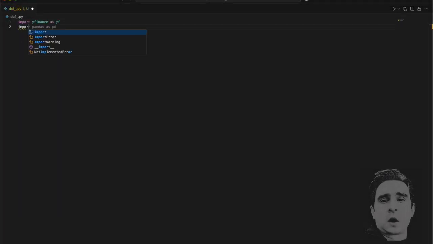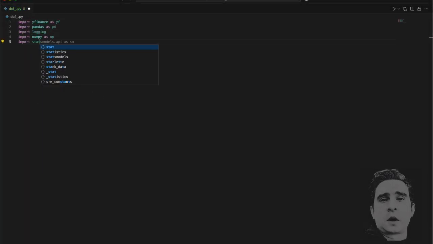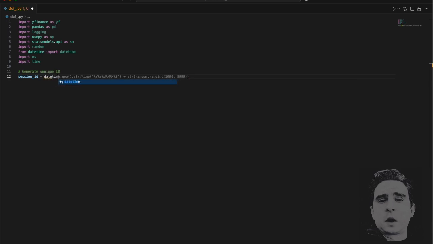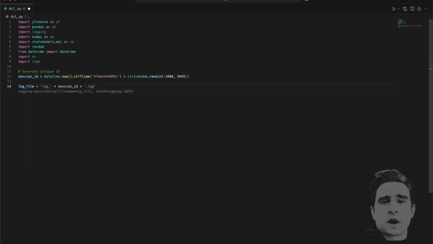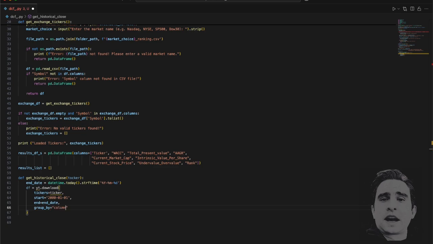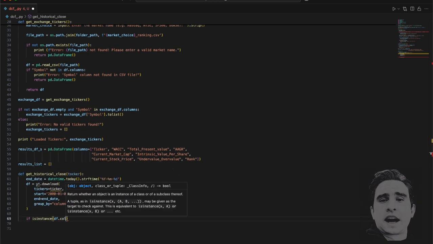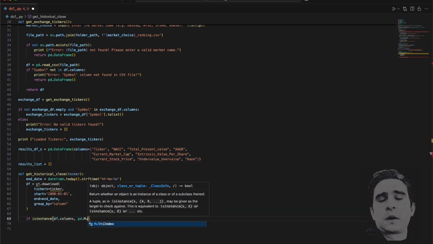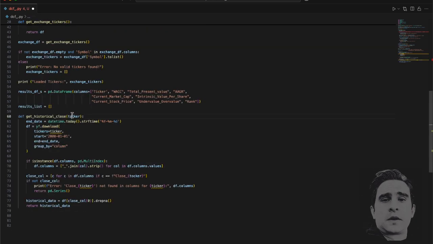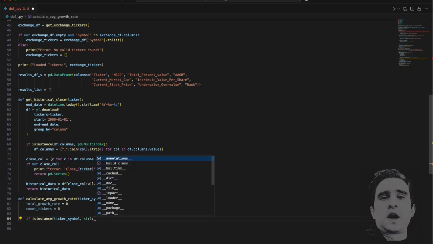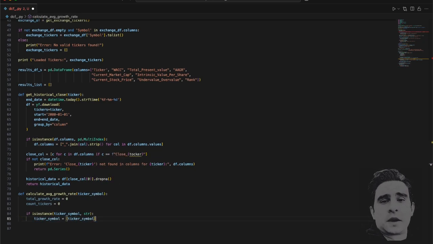Welcome to an advanced open-source discounted cash flow valuation system. Today, we'll explore how this tool fetches real-time data and applies intelligent valuation metrics to assess whether an asset is undervalued or overvalued. First, we pull tickers from a designated exchange, whether it's NASDAQ, NYSE, S&P 500, or Dow 30. The system loads the corresponding ticker list from our database, ensuring we're working with up-to-date market data.